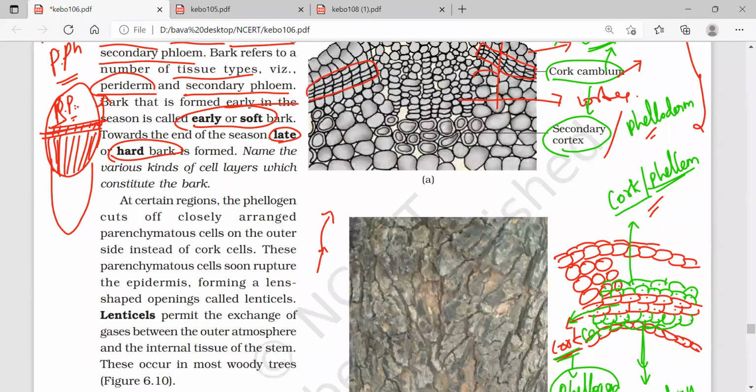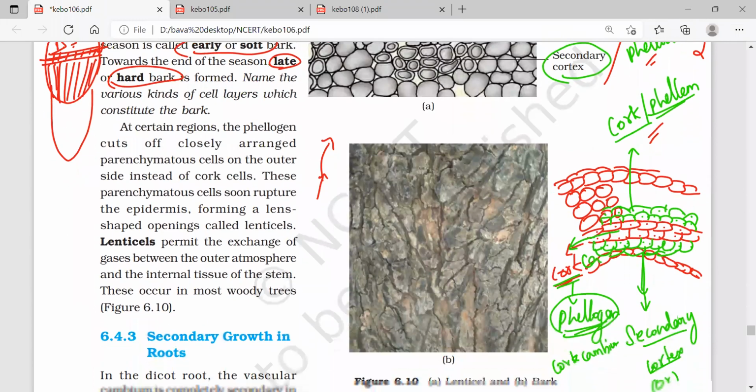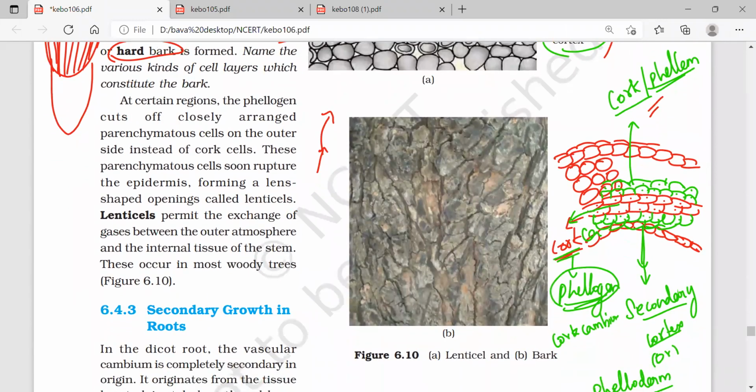Okay. Now, let me talk about remaining parts of the content. At certain regions, the phellogen cuts off closely arranged parenchyma cells on the outer side instead of cork cells. And these cells are parenchyma cells and soon rupture the epidermis, forming a lens-shaped opening called lenticels.